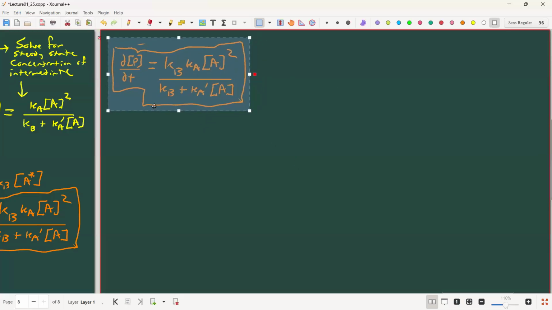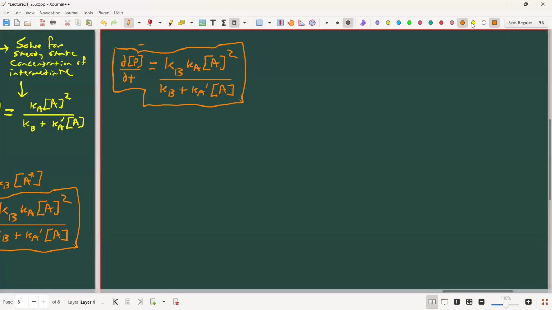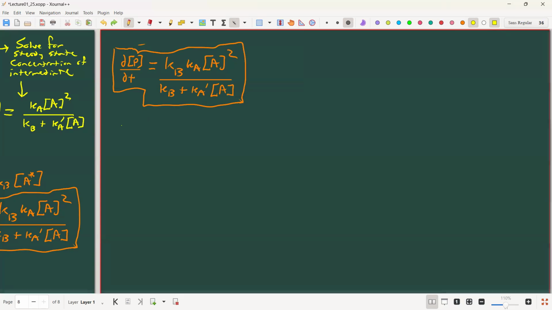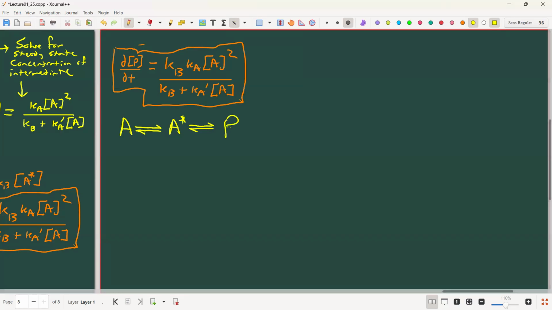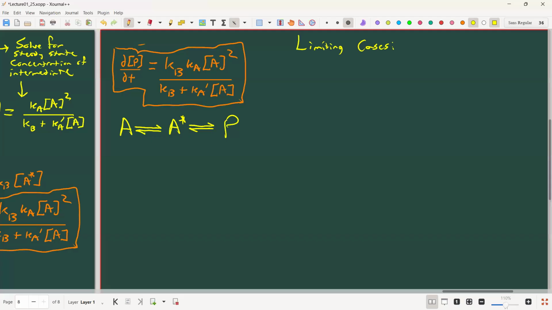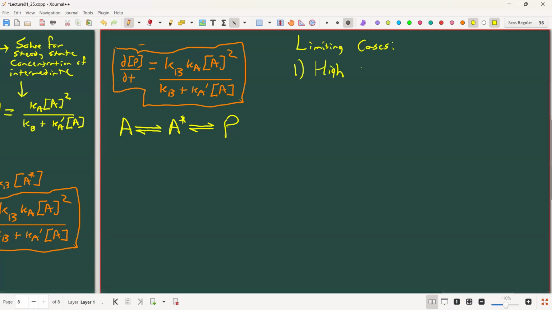All right, so we have this new expression now. And again, this is for the reaction. Let's just remind ourselves this is for the reaction of A equilibrating with A star, which equilibrates with P. All right, so let's look at some limiting cases for this. Let's do high pressure. The high pressure limit.